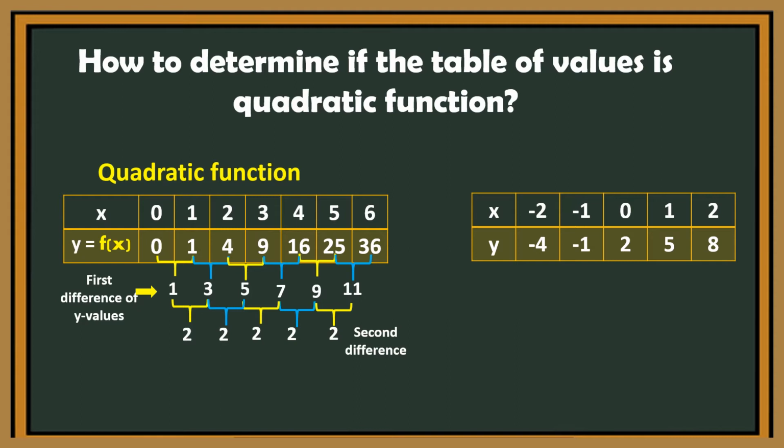Let's have here another example of table. Values of x are negative 2, negative 1, 0, 1, 2. Values of y, negative 4, negative 1, 2, 5, and 8. So, kunin natin ang difference ng y values. Start sa right side. 8 minus 5, 3. 5 minus 2, 3. 2 minus negative 1, 3. Negative 1 minus negative 4, that is positive 3.